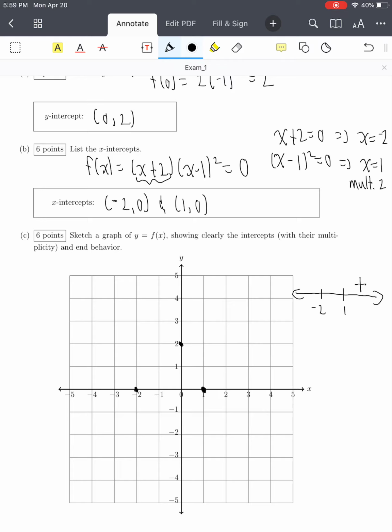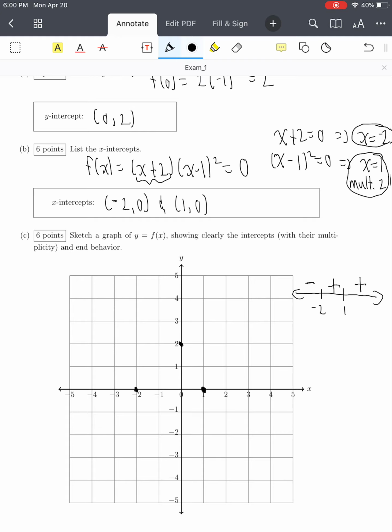Then if we want to use the multiplicity argument to find the other intervals, let's see, where x equals 1, we remember that it has a multiplicity of 2. So if it has even multiplicity, the sign is going to stay the same. And if it has odd multiplicity, the sign is going to change. So at x equals negative 2, the multiplicity is, we didn't write it down, so it must be 1. So it's going to change.